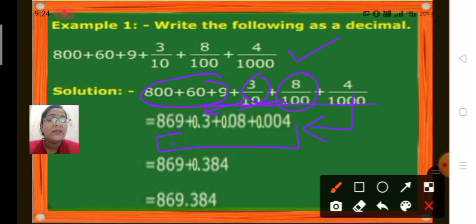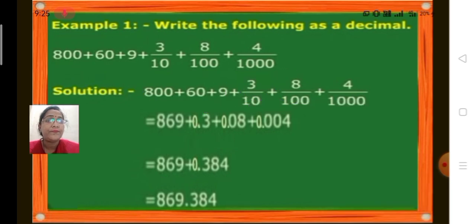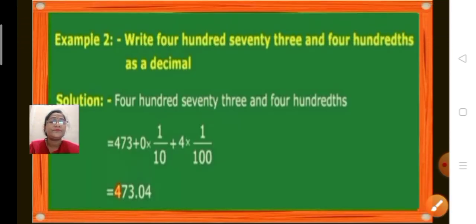Then the next step is to add the numbers. If we add, what will we get? 869 plus 0.384. Then if we add 869 and 0.384, we will get the answer as 869.384. Next is write 473 and 4 hundredths as a decimal.